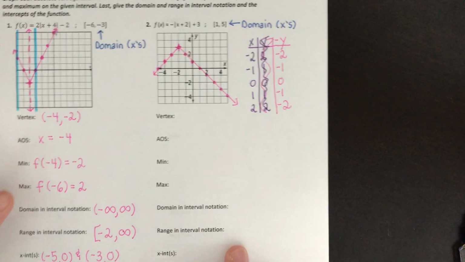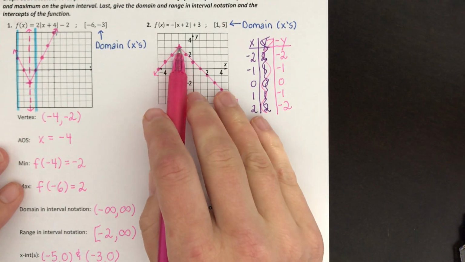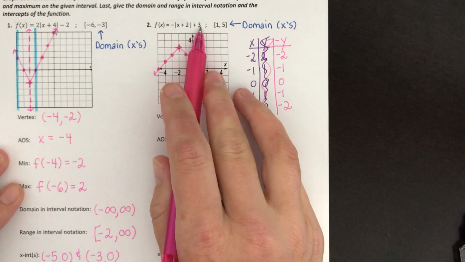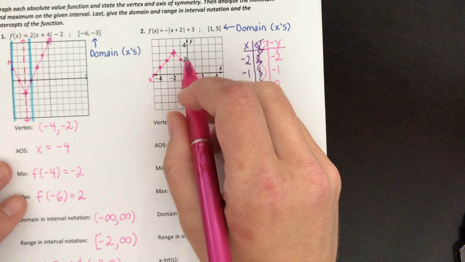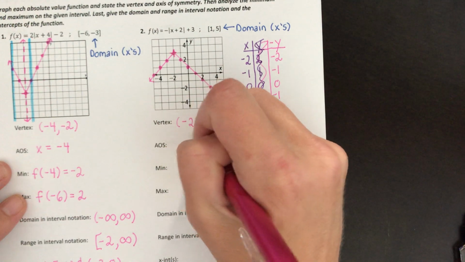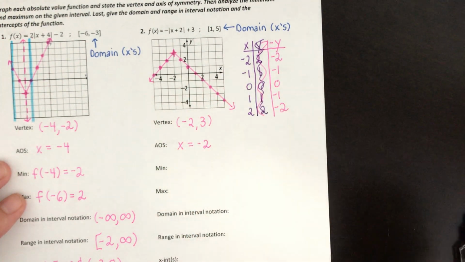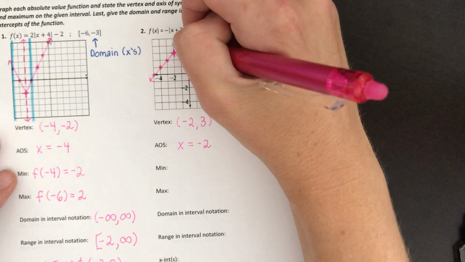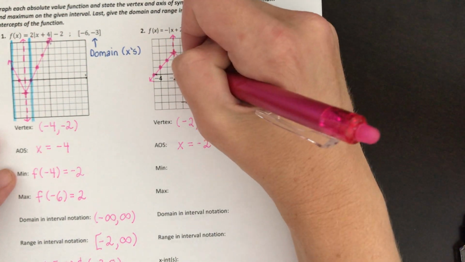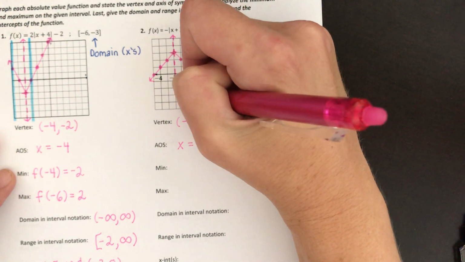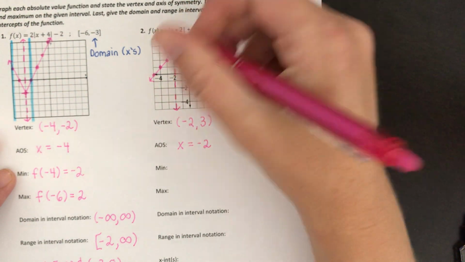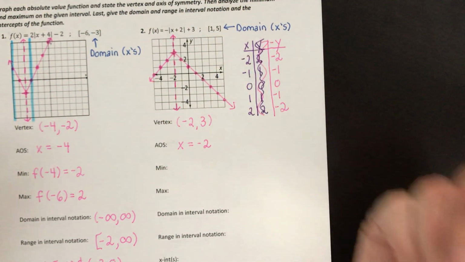Alrighty, so now our vertex. Remember, our vertex comes from this point here. It's really the new origin. So left 2, up 3. So -2, 3. Our axis of symmetry is x equals -2, always the x value of the vertex, and you can see that here clearly. We're going to cut through the x-axis at -2. That's what cuts the graph in half.